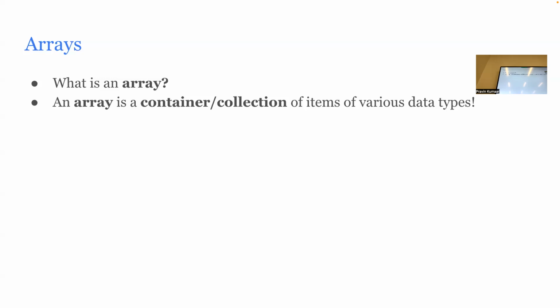Your array can contain numbers, it can contain strings, it can contain anything. A collection of different variables, if that makes sense, that we've seen until now. A collection of numbers, a collection of strings, and all of that.